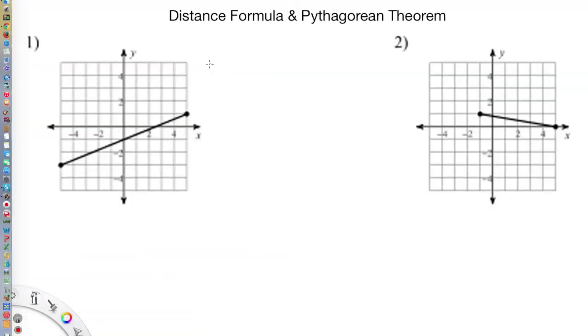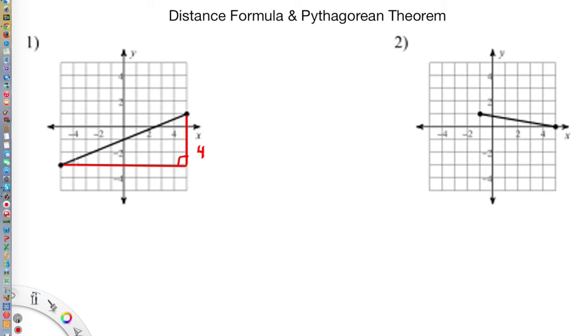Okay, let's take a look at numbers 1 and 2. Simple enough. Okay, number 1, we've got a diagonal line here, and we need to find the distance between these 2 points. The first thing we're going to do is drop a perpendicular line from there, and then a horizontal line connecting those two. Okay, I've got a right triangle, and the height of this right triangle is 1, 2, 3, 4. It's 4 high.